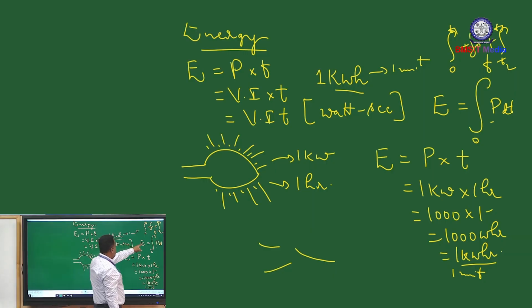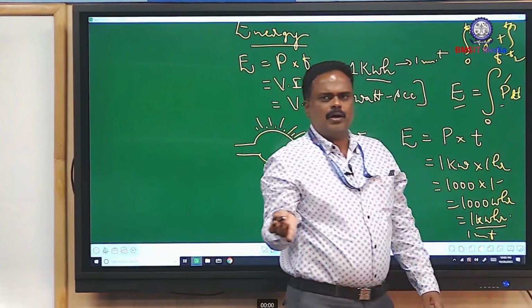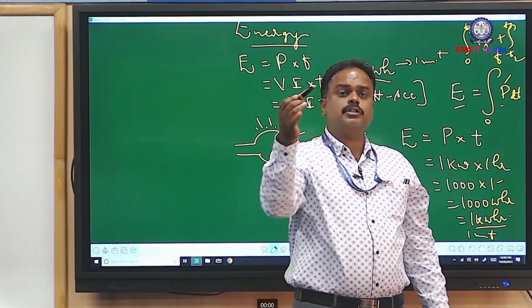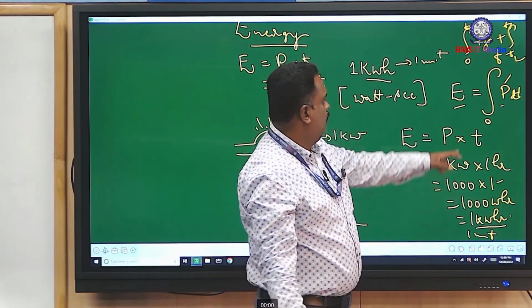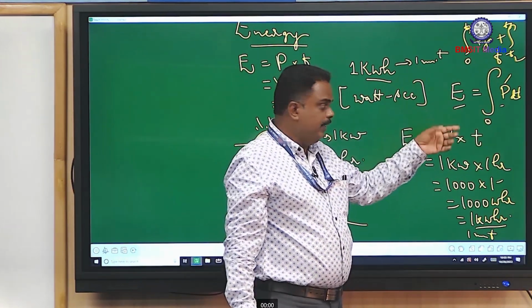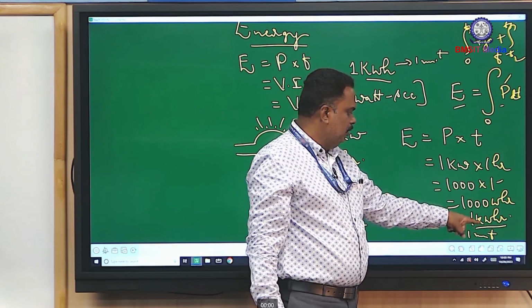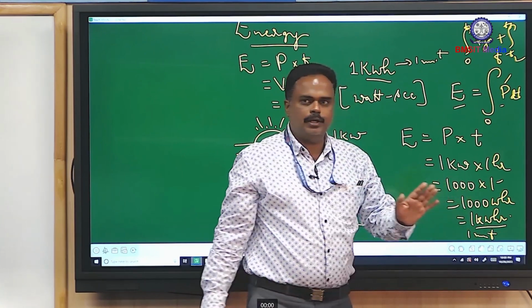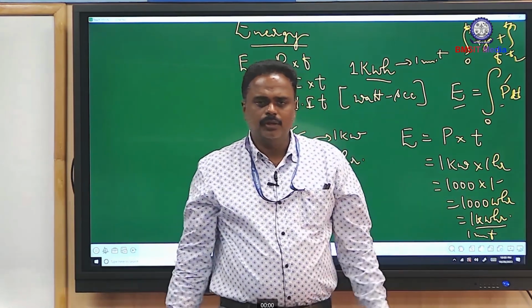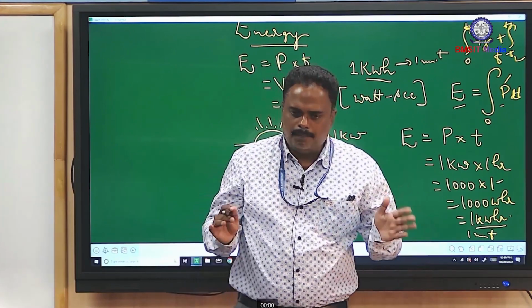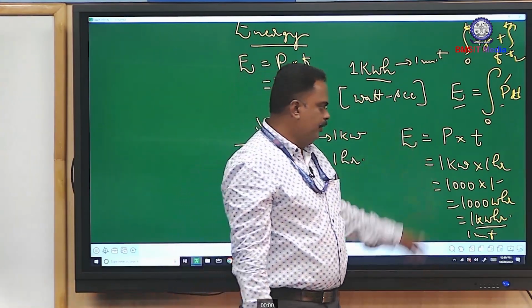If you integrate power with respect to time, you get what is known as energy. The unit of power is watt. If a large amount of power is consumed, then we use higher units like kilowatt or megawatt. The unit of energy is watt hour or kilowatt hour. 1 kilowatt hour is called 1 unit. So these are the definitions for power and energy and their units.